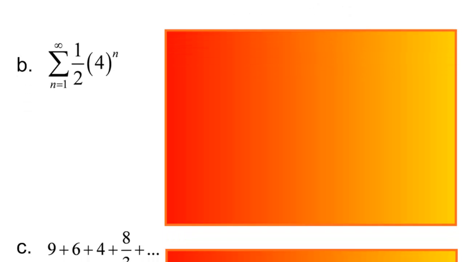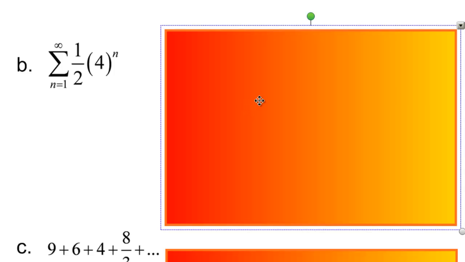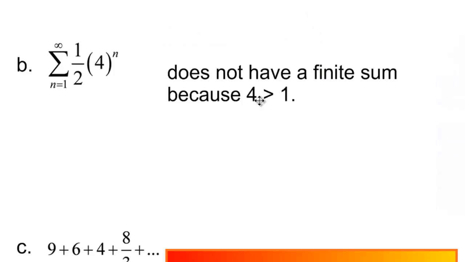When we look at example B, notice how my common ratio is 4. The absolute value of 4 is not less than 1. So it does not have a finite sum, because in order for an infinite geometric series to have a finite sum, the absolute value of the common ratio must be less than 1. 4 is greater than 1, therefore it does not have a finite sum.